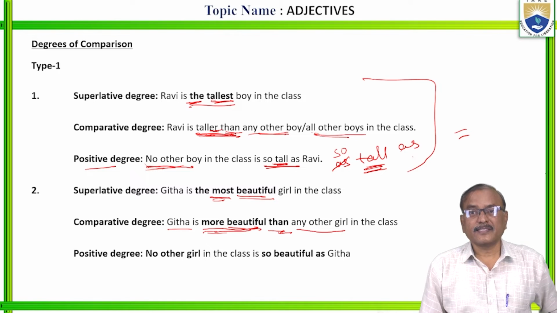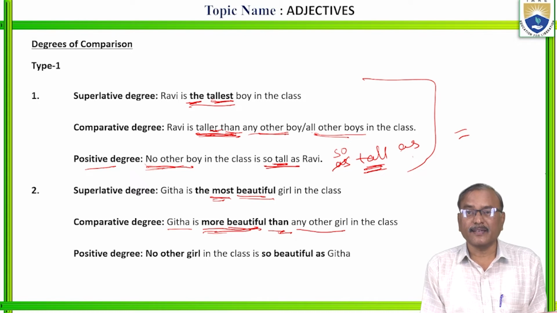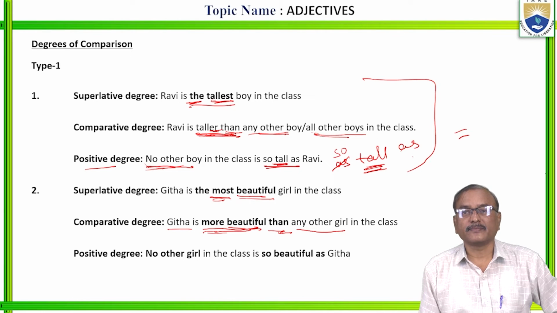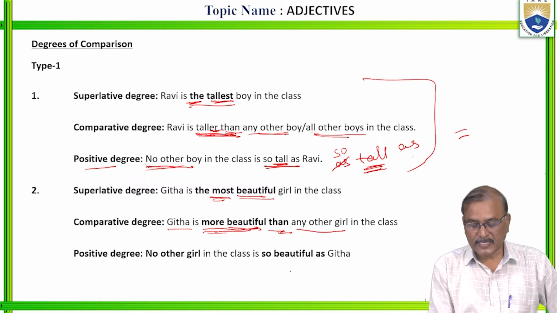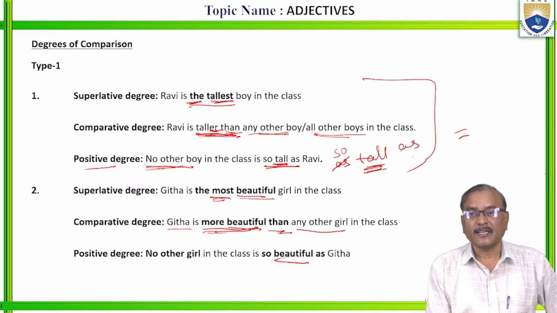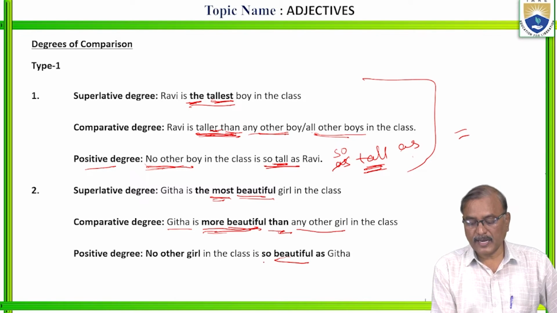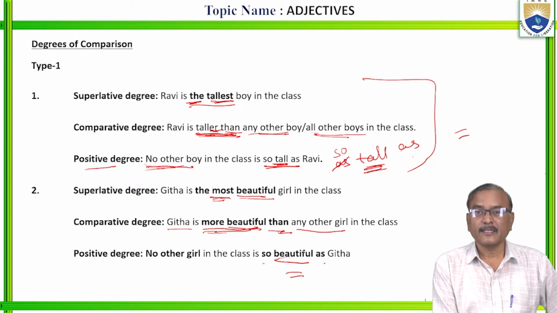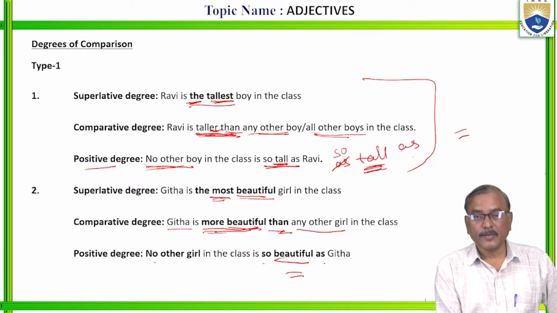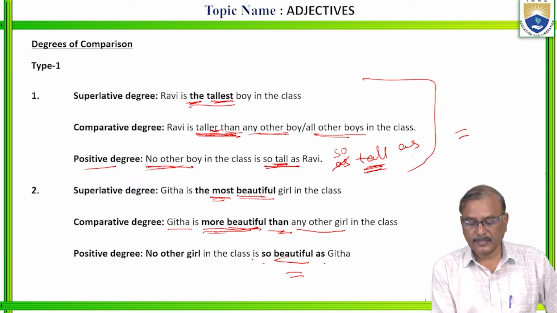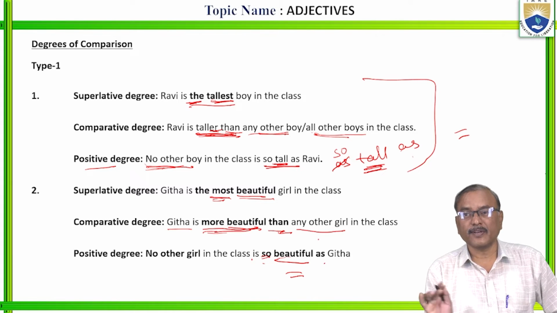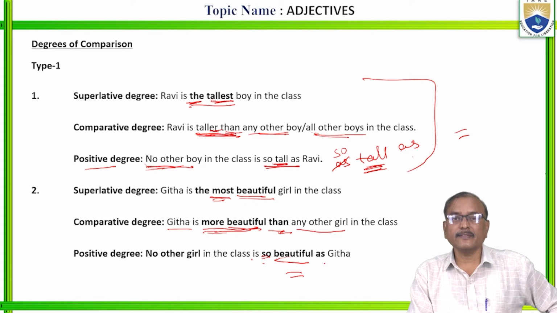Right. When she is more beautiful than any other girl, she is the most beautiful girl in the class, no one is equal to her. In the positive degree, just write "beautiful" first. Is it clear? On both sides, "as beautiful as" means equal. Is there anybody equal to Geeta? No. So here you start with "No other girl in the class is so beautiful as Geeta." Instead of "as," write "so beautiful as Geeta." Clear now?